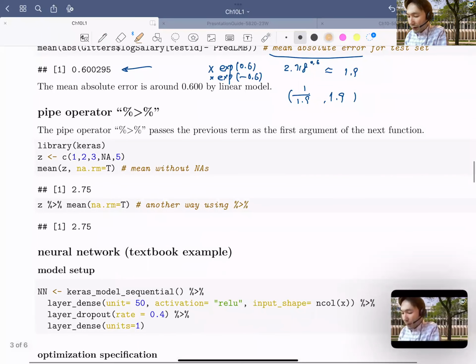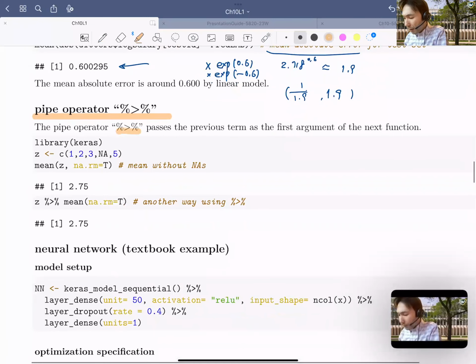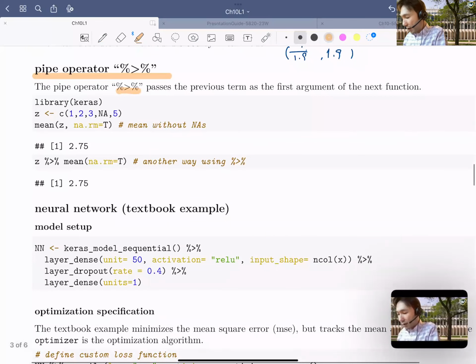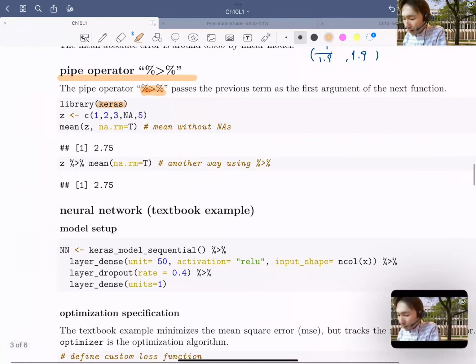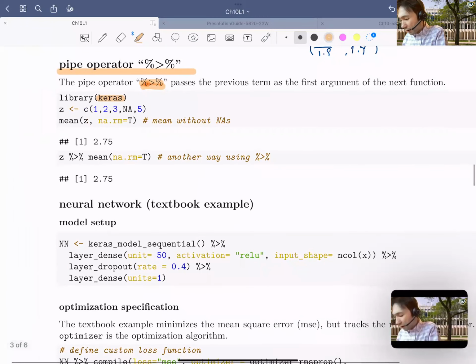And the pipe operator in R, percent greater than percent. So this basically passes the previous term as the first argument of the next function. So here is one easy example. At first, the pipe operator is in some packages. One is Keras and another, I forgot, but several packages include that. Some graphics packages include this.